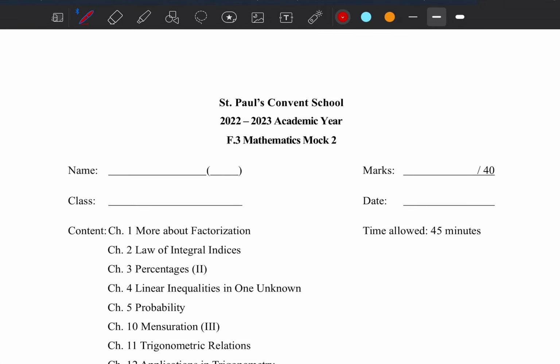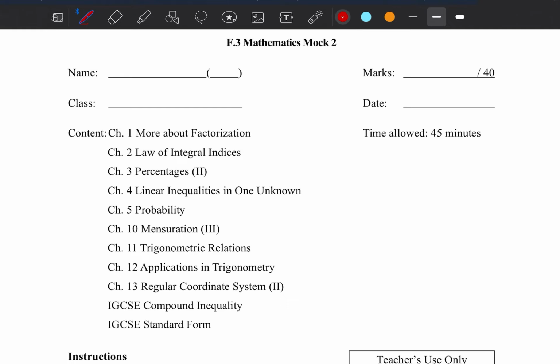So we will talk about the mock, okay? You can see that I have put the content here, but again, the content here doesn't mean that the final exams only have these topics. You know that the syllabus is a lot more than this. It's just that I cannot put everything into your mock.